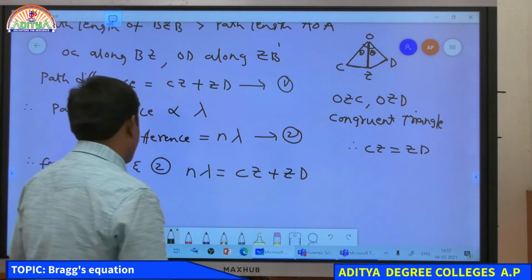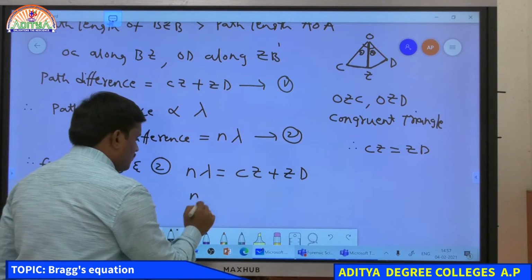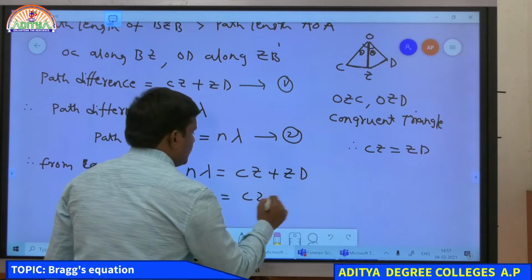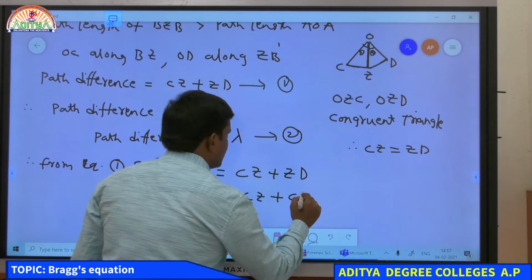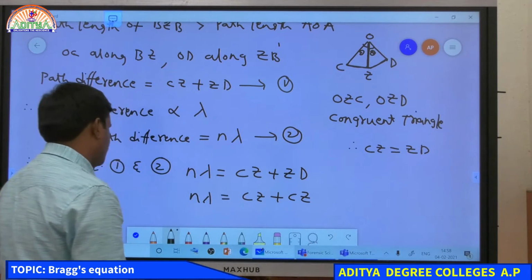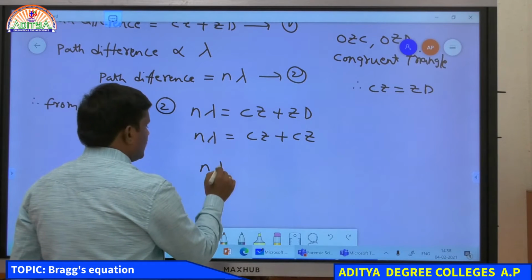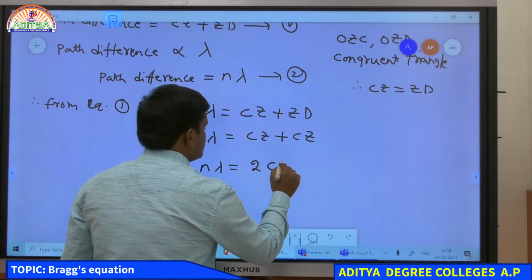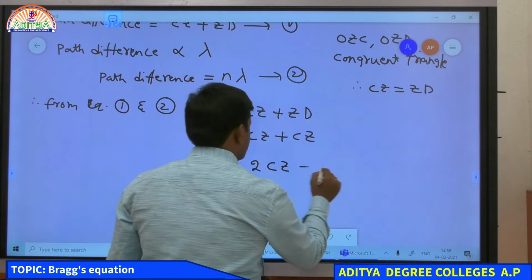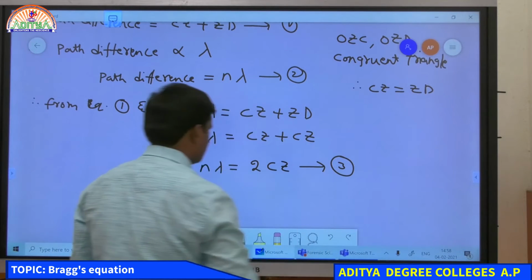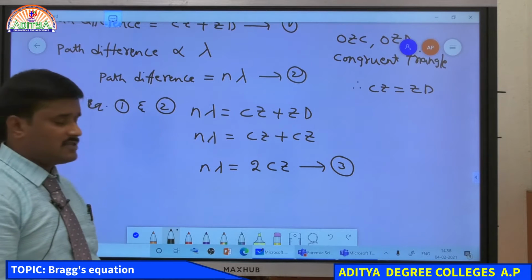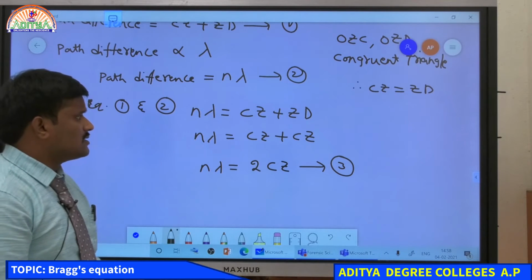Hence finally, in place of ZD we put CZ. Therefore n lambda is equal to 2 into CZ. This is taken as equation number 3: n lambda is equal to 2 CZ.